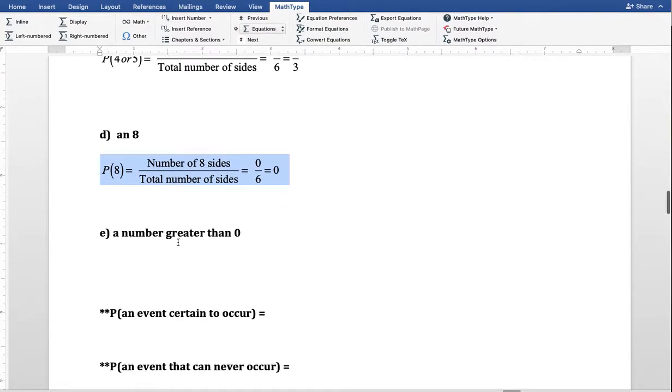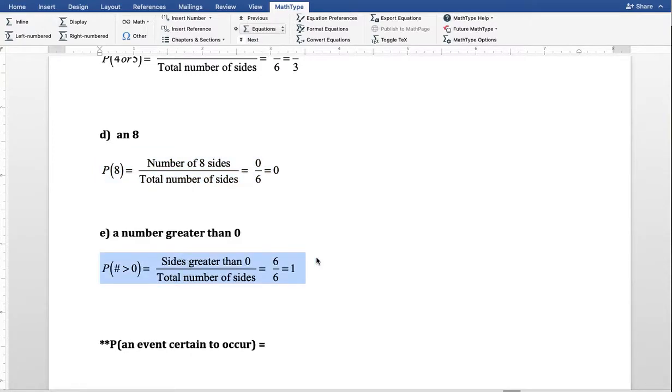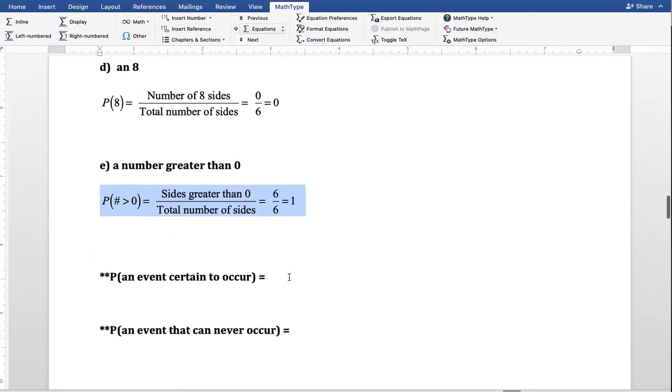On the other side, probability of rolling a number greater than 0. What number is greater than 0? 1, 2, 3, 4, 5, or 6? Well, that's all 6. That is a probability of 1, or 100%. Now, those two give us the extremes for our probability. Any probability we have must be greater than or equal to 0 and less than or equal to 1. You cannot have a negative probability. You cannot have a probability greater than 100%.